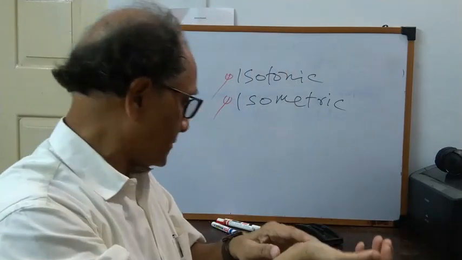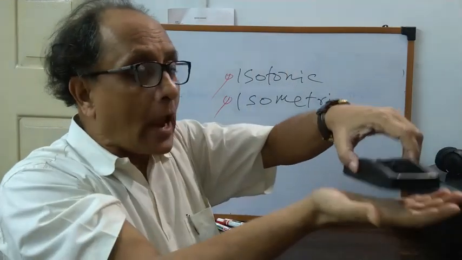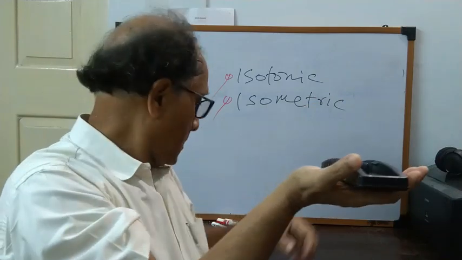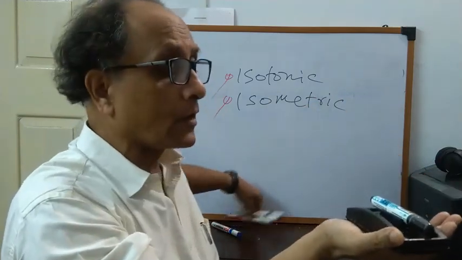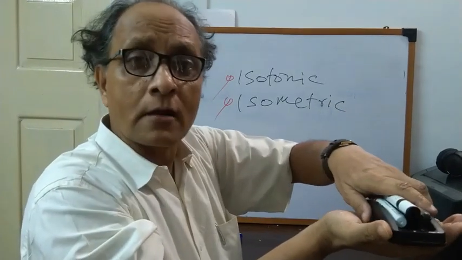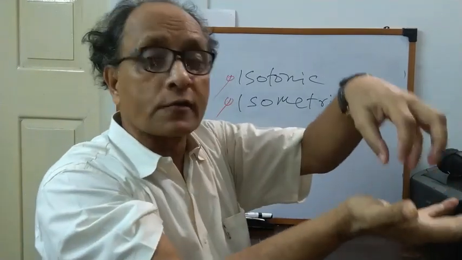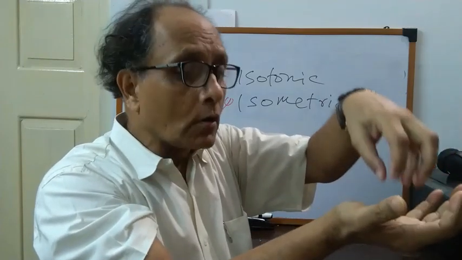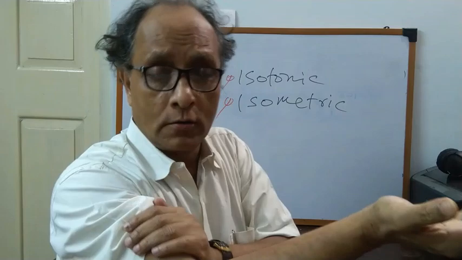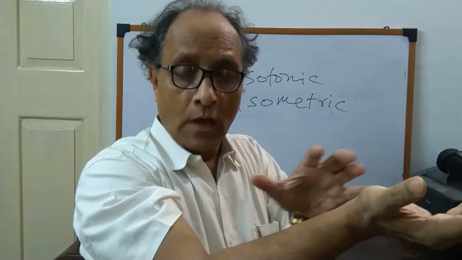Now in addition to that, I can add some extra load. Suppose I am adding some weight here. If I go on adding extra load, the more I add, the more the biceps brachii has to overcome that extra amount of load. So it is the load which will determine whether biceps brachii will contract isometrically or isotonically.